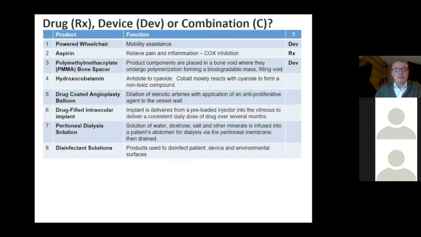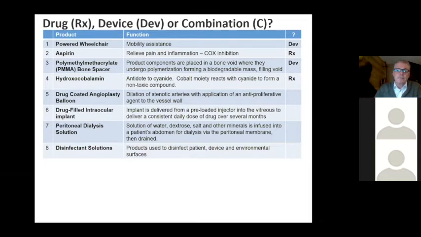What about hydroxocobalamin? That's an antidote to cyanide. Probably pretty clear that that's a drug. How about a drug-coated angioplasty balloon? That's used to dilate stenotic arteries and to actually apply an antiproliferative drug to the vessel wall to prevent restenosis.